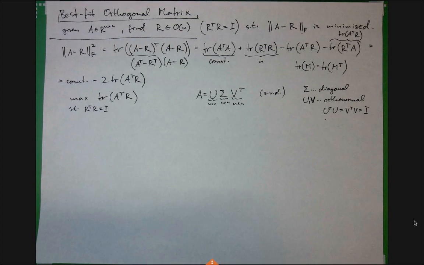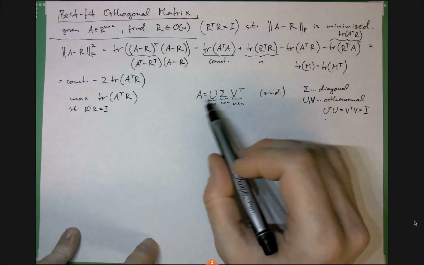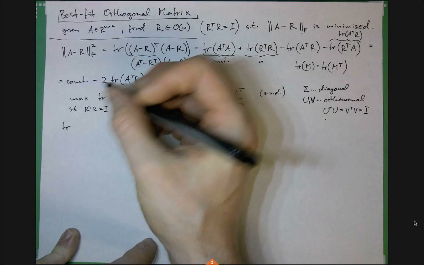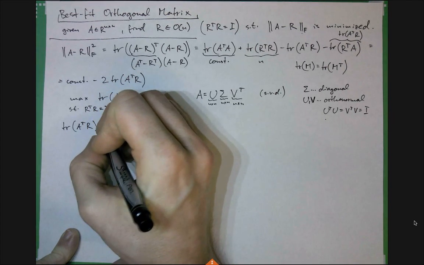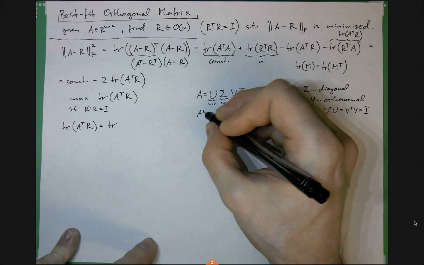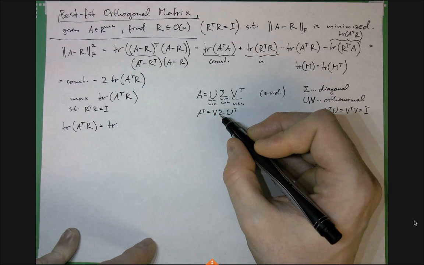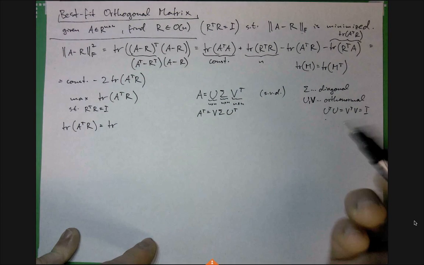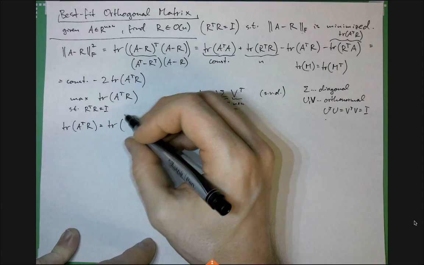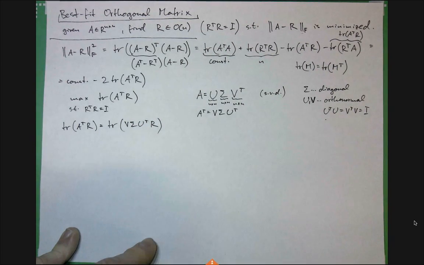So let's see. Let's assume I have found a singular value decomposition of A. We know it always exists, so there are no problems with that, right? So then what is the trace of A transposed R? A transpose is just V sigma UT, right? Why did I not transpose the sigma? Because it's diagonal, right? So diagonal is immune to transposition. So this is V sigma U transposed R, right?